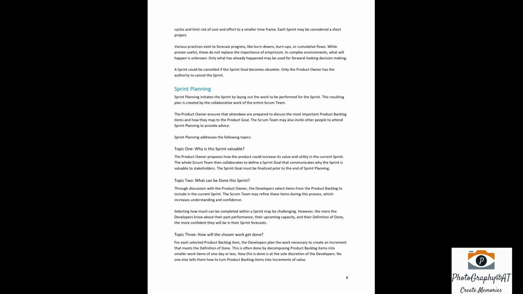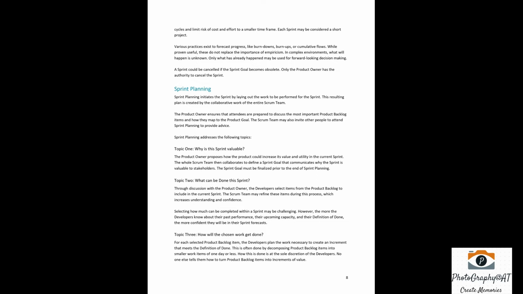Sprint planning initiates the sprint by laying out the work to be performed for the sprint. This resulting plan is created by the collaborative work of the entire Scrum team. The product owner ensures that attendees are prepared to discuss the most important product backlog items and how they map to the product goal. The Scrum team may also invite other people to attend sprint planning to provide advice.